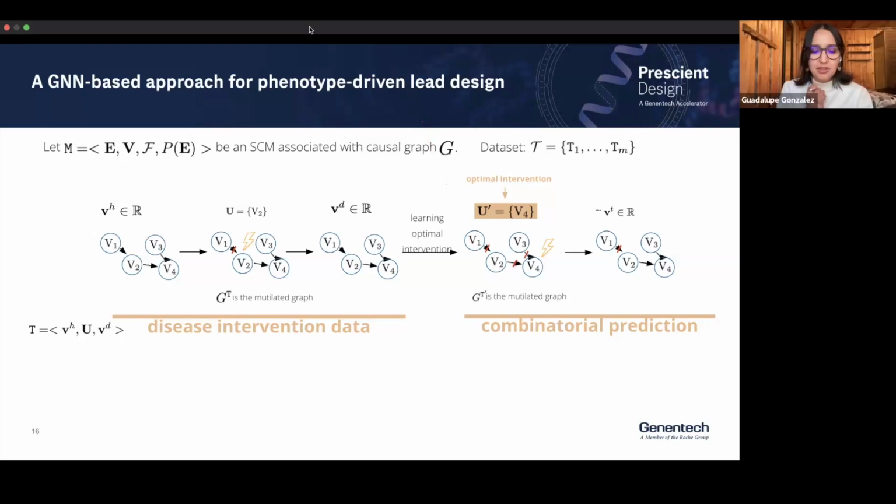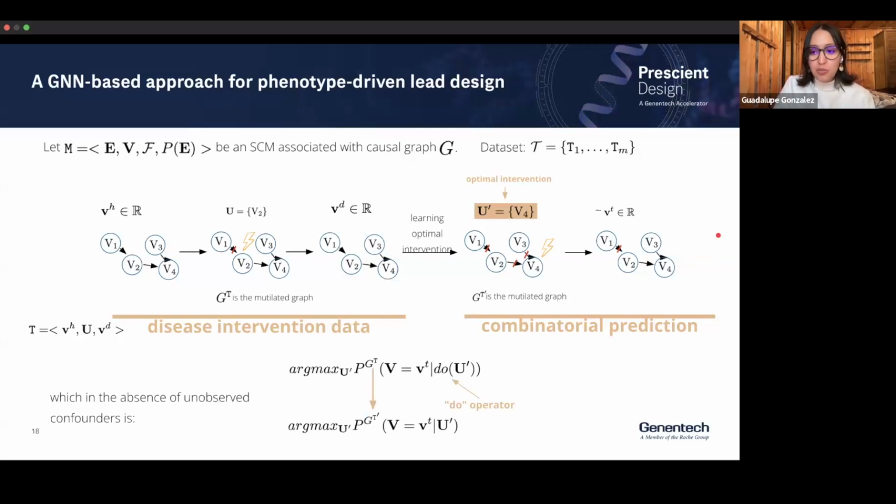Okay, there's another comment in the chat. In the objective function, do we know the ground truth, or is it the same as VH we have in the data tuple? That's a good question. I mean, all questions are good. So here, yes, we know VT. So there's two possible scenarios. One is where VT is exactly VH. And in that case, we're trying to learn exactly how to go back to the healthy state.